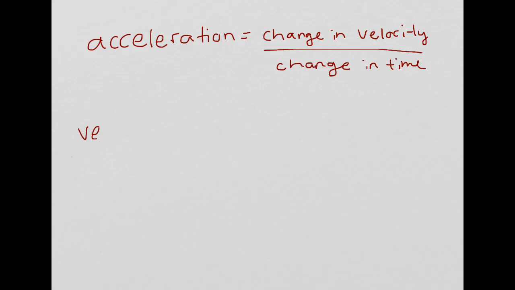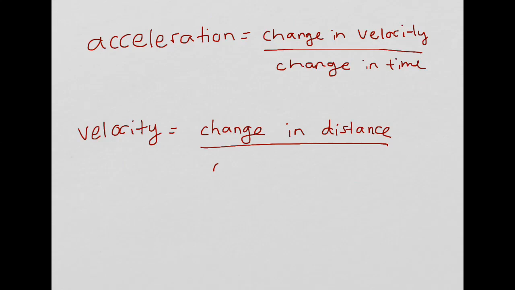Okay, but remember that velocity is change in distance, which is really just displacement. We're talking about linear motion over change in time. So velocity tells us how fast are we covering a certain amount of ground, while acceleration tells us how fast is our velocity changing. How quickly are we picking up speed, or are we losing speed?